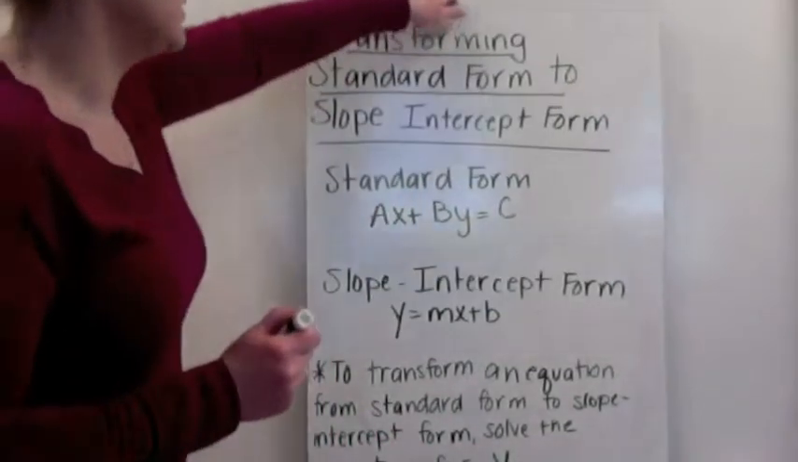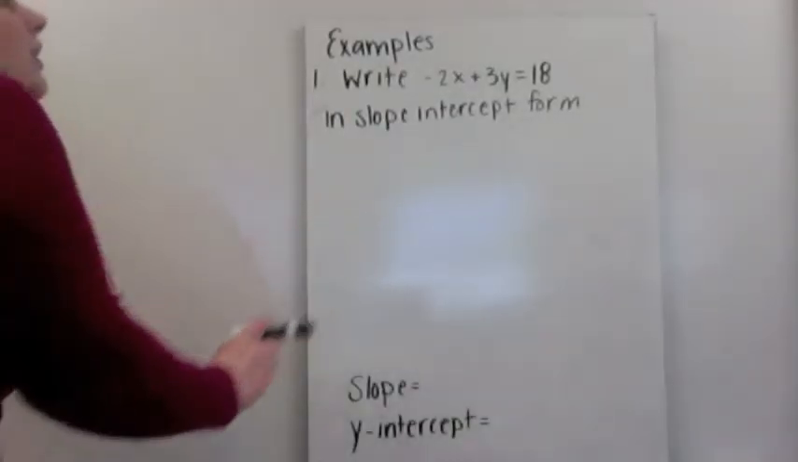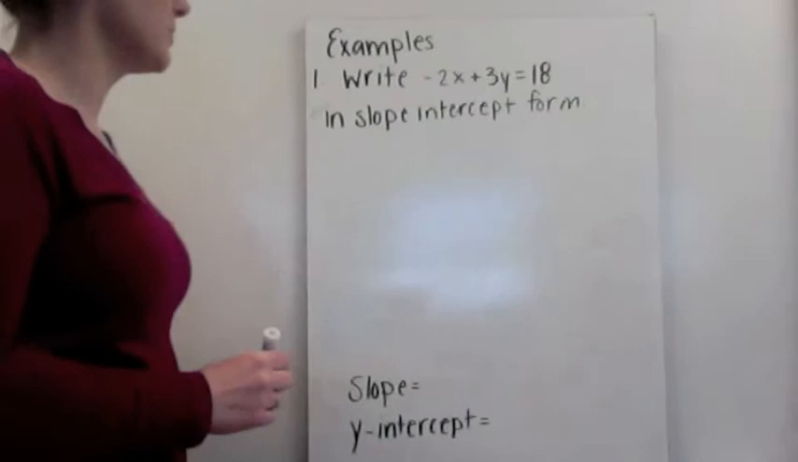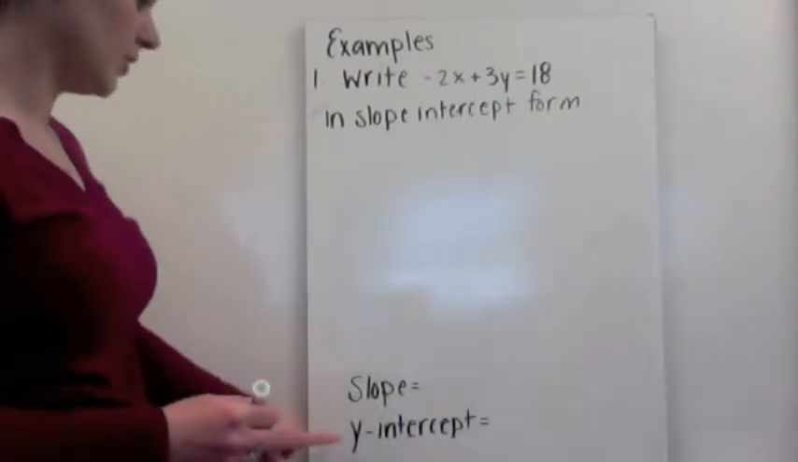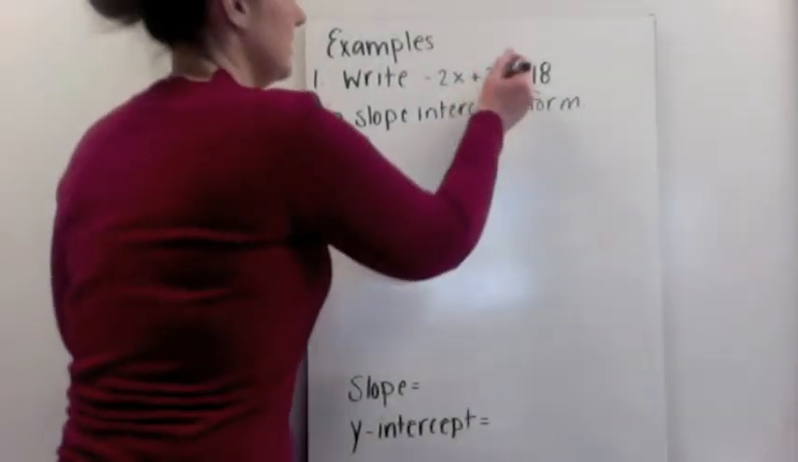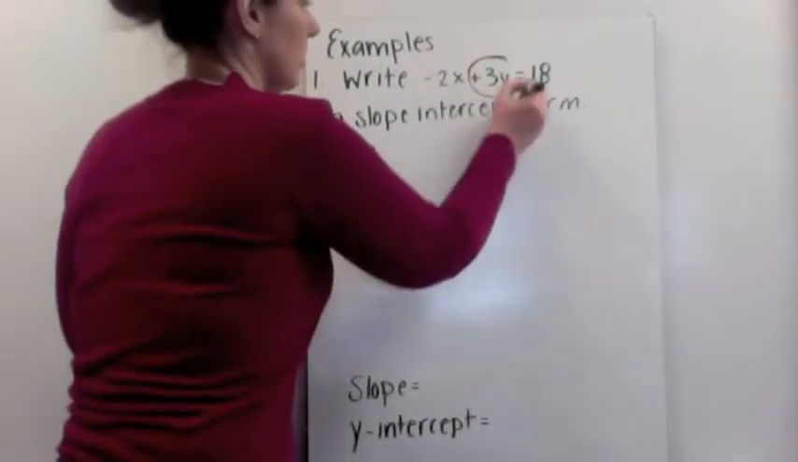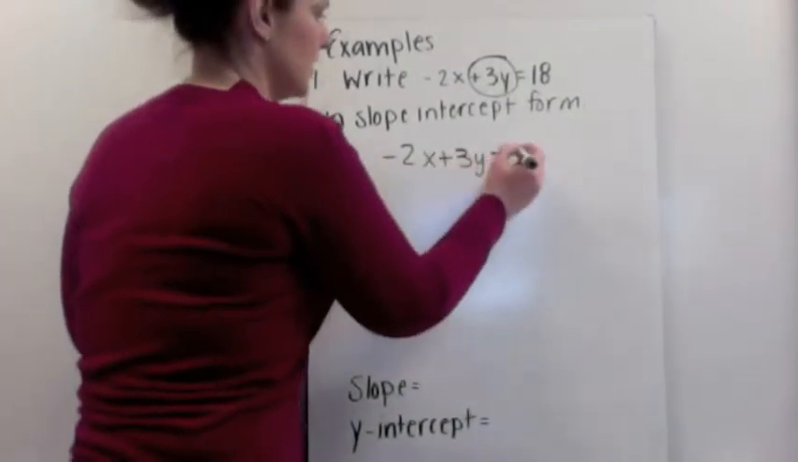So if we look at an example, negative 2x plus 3y equals 18, in slope-intercept form. If we do that, then we can find the slope and the y-intercept of that equation. So we know we need to get this part by itself first. Negative 2x plus 3y equals 18.